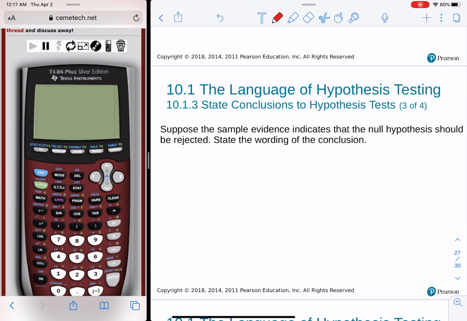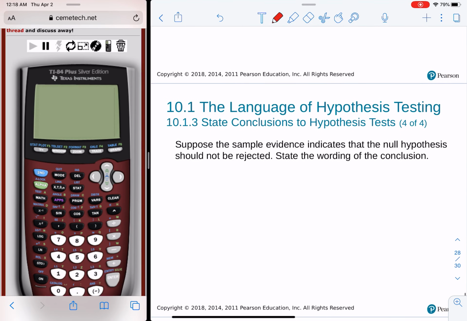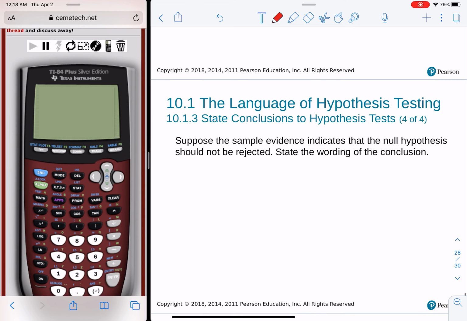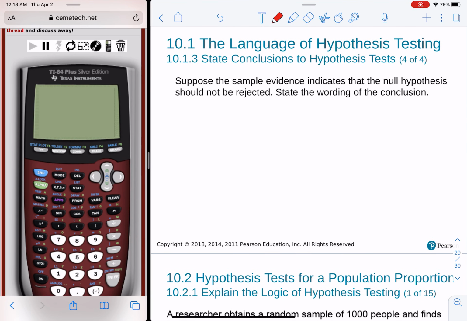Suppose the sample evidence indicates that the null hypothesis should be rejected. Here the conclusion would be reject the null, that is, mu is greater than 3.25. And I believe I copied that slide, so we're going to skip this.